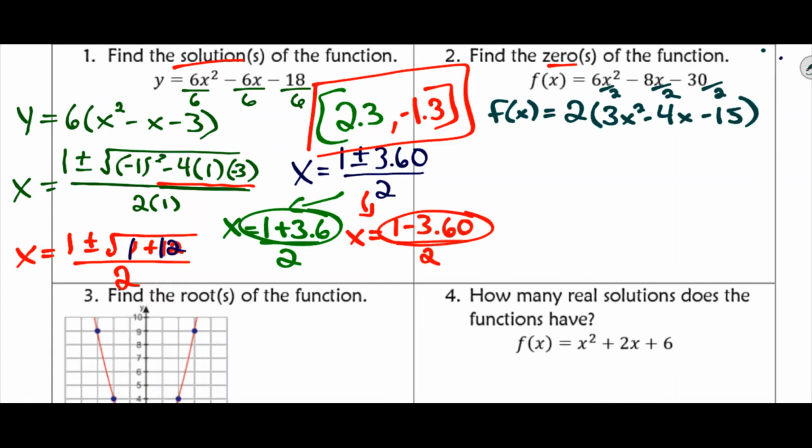So I was able to factor out a GCF, and I'm going to be able to factor by grouping here. I'm going to multiply a times c together, which would give me negative 45. And I'm thinking about what's going to multiply to negative 45 and add up to that negative 4. That is going to split into a negative 9x and a positive 5x. Because negative 9 times 5 is negative 45, and negative 9 plus 5 is negative 4.